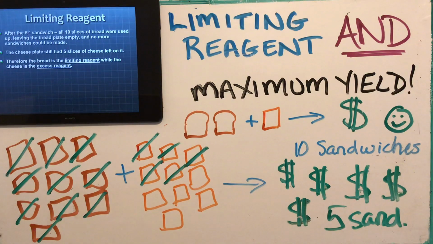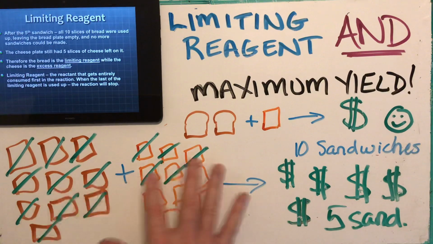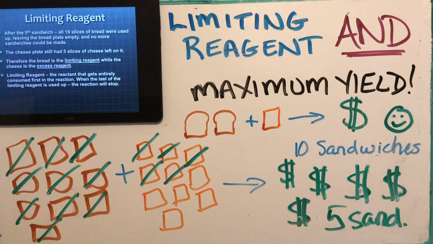Therefore, the bread is the limiting reagent, while the cheese is the excess reagent. Bread is limiting reagent. Cheese is excess reagent. What is that? Well, the limiting reagent is the reactant in a reaction. We know the reactant is the starting material, so the cheese and the bread, that gets consumed in its entirety first out of all the reactants. So we had 2 reactants, bread, cheese. This one got used up first. It is my limiting reagent.